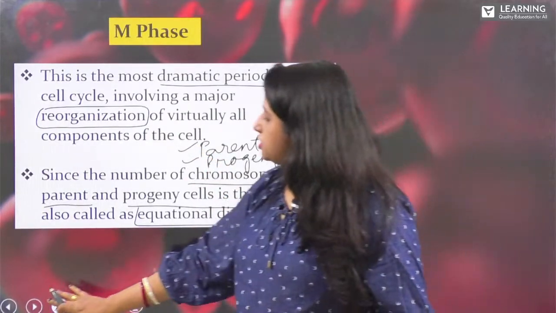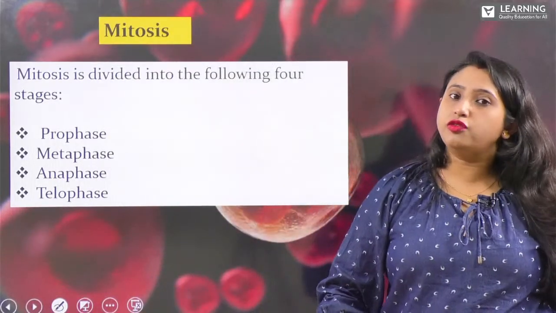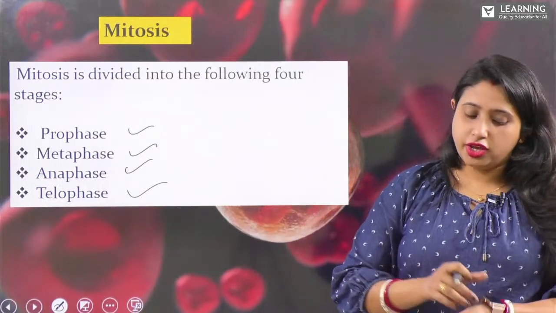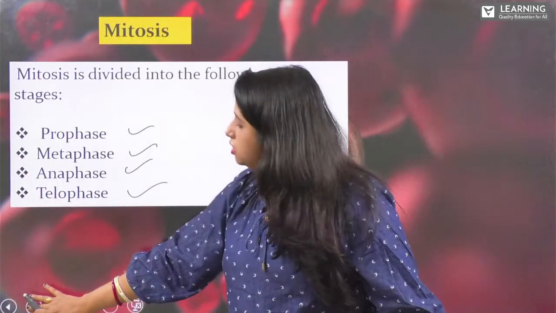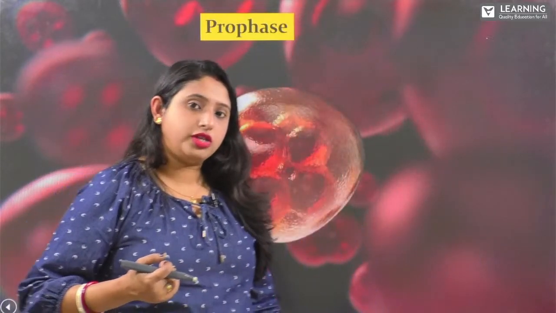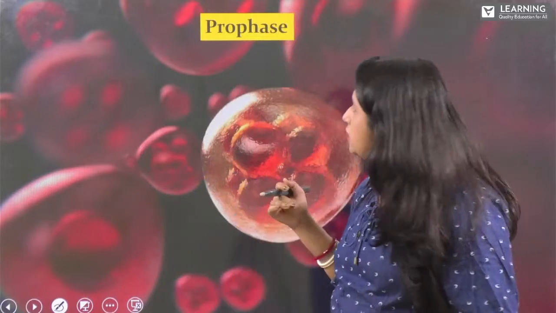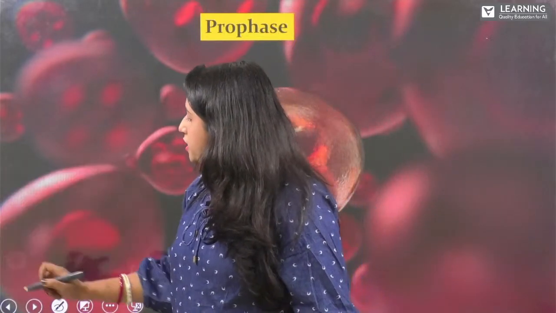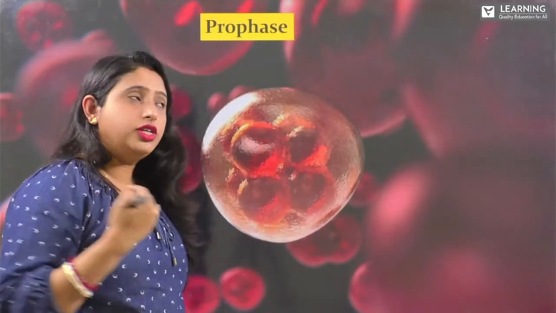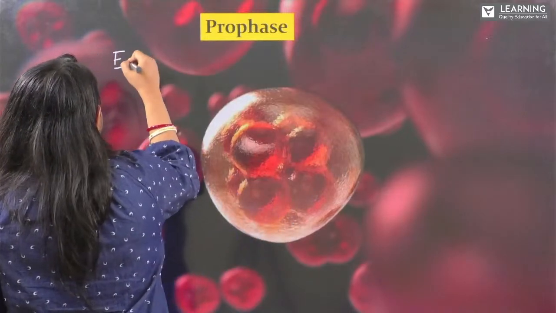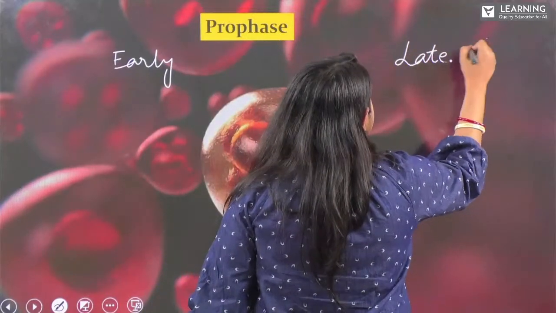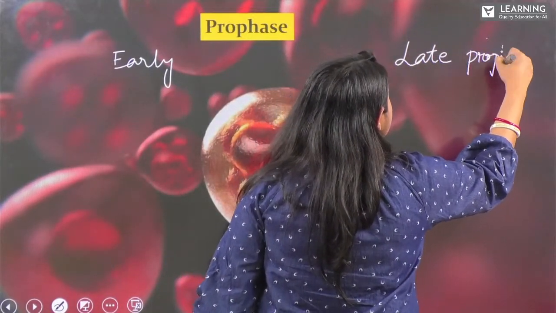Clear? Now let us see the various phases of the M phase, that is prophase, metaphase, anaphase and telophase, right? These are the various phases of mitosis. Now let us learn what happens in the prophase, how the cell divides. In prophase, we will see two stages. One is early prophase and another is late prophase.